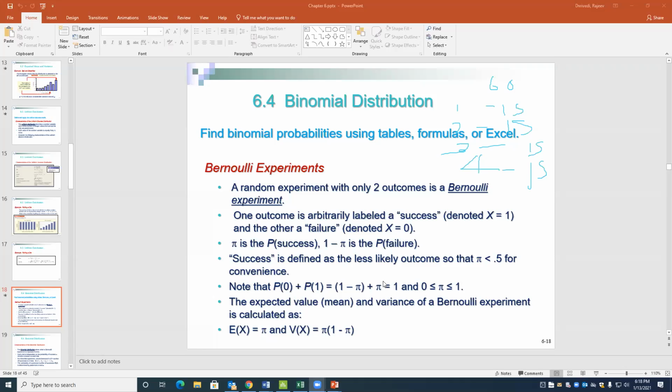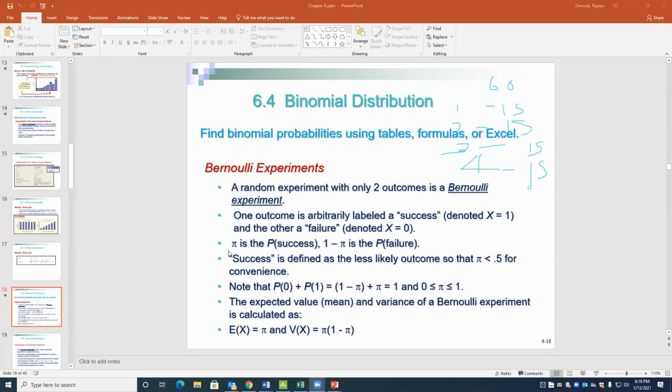Tomorrow I'm going for car servicing and I have a probability of 80%. Exactly at the same time, I have a 20% probability that I will not go for car servicing. So success and failure are associated with only 2 outcomes: yes or no, pass or fail, success or failure. Whenever you see this kind of situation, this is called Bernoulli or binomial distribution.